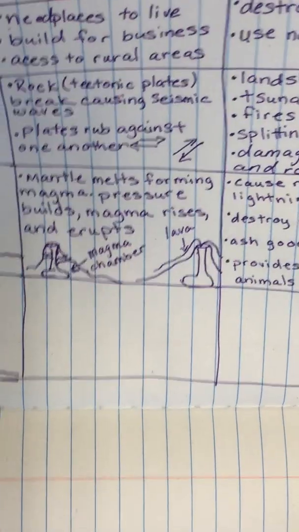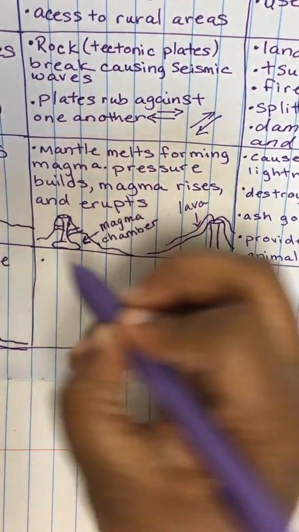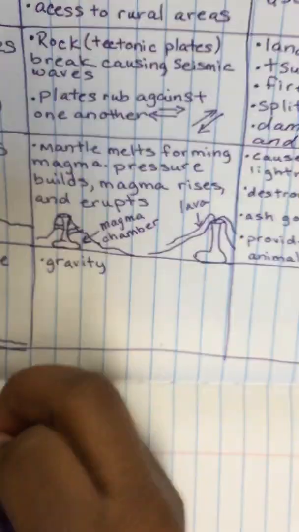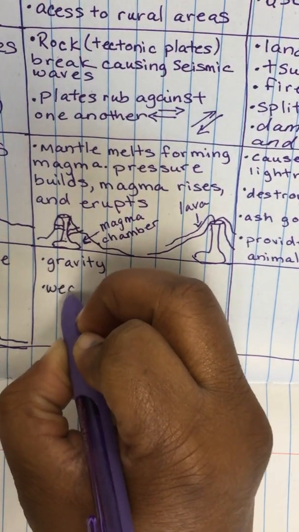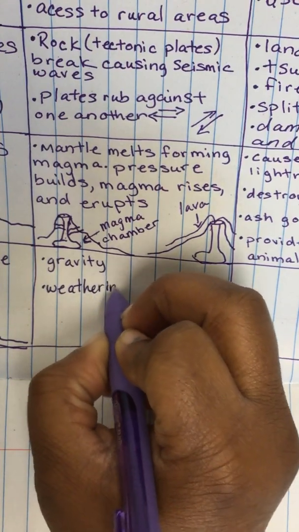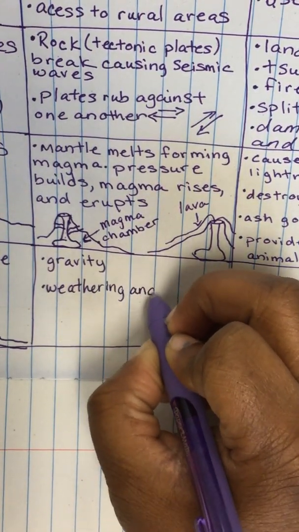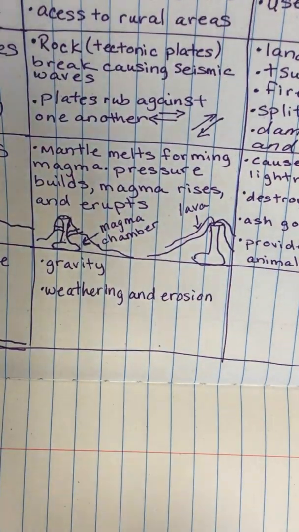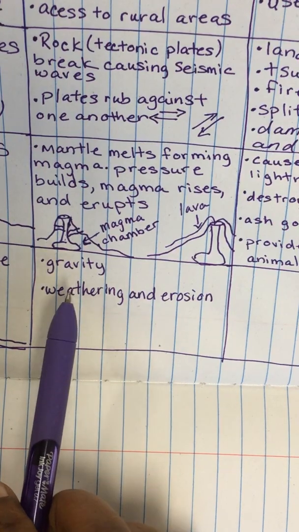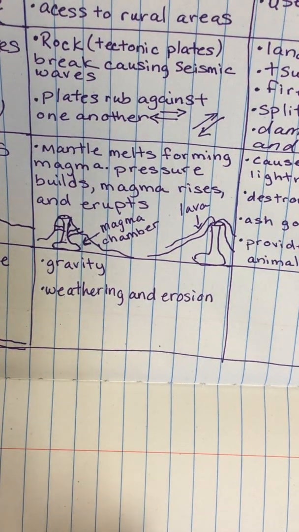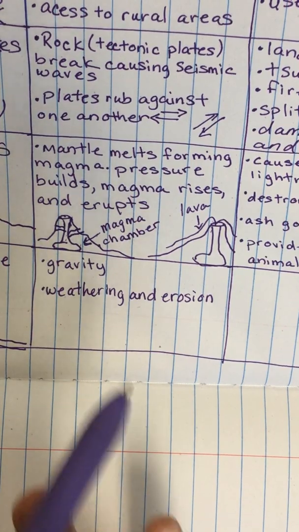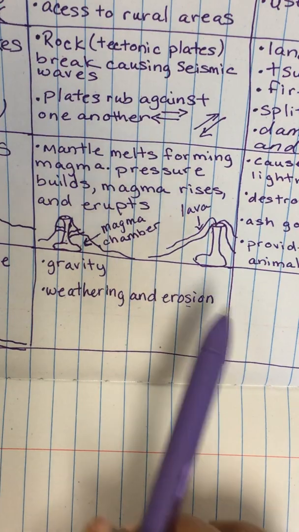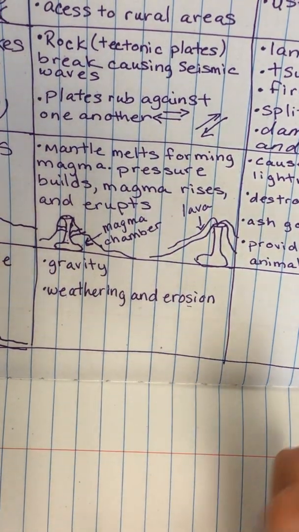Things that can cause a landslide. One very obvious one, gravity. Weathering and erosion. You guys know what these are. As weathering is happening, it's chipping off small pieces of rock, which then causes the bigger pieces to sort of fall and lose stabilization. Same thing with erosion. As it's carrying away those rocks, it's going to cause destabilization. It's going to let them fall.